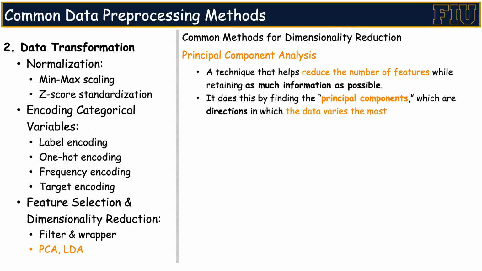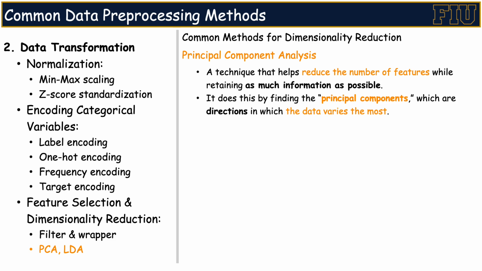In this video, we're going to start discussing Principal Components Analysis, or PCA. This is an advanced solution for dimensionality reduction and is very commonly used. Essentially, PCA is a technique that reduces the number of features while keeping as much information as possible by finding the principal components. These are the directions along which the data varies the most.